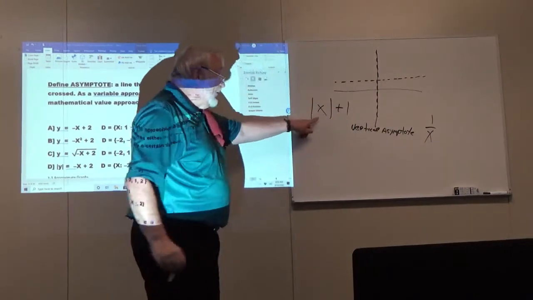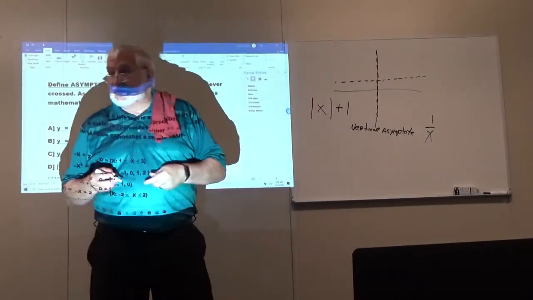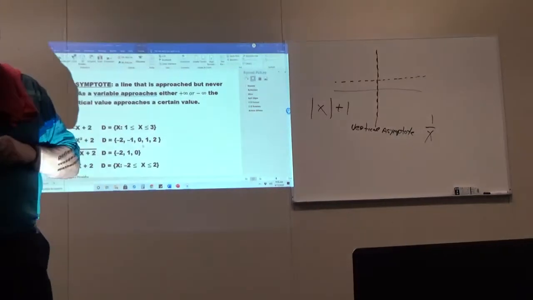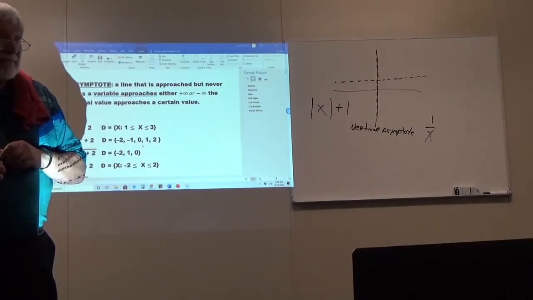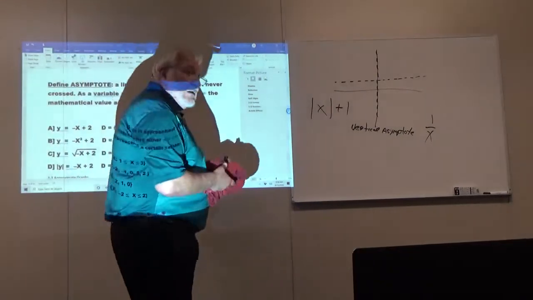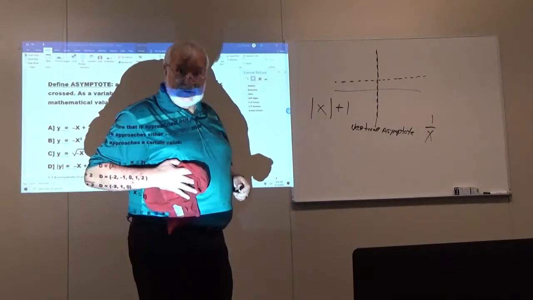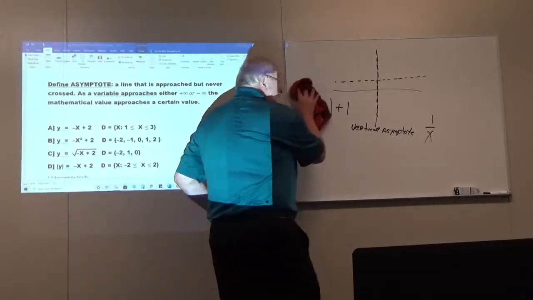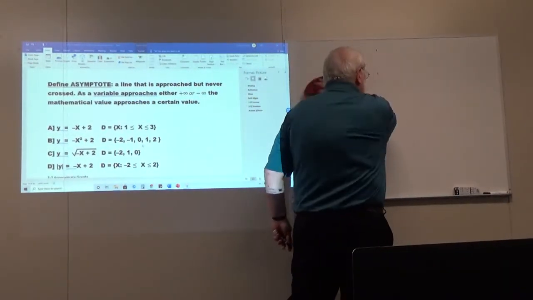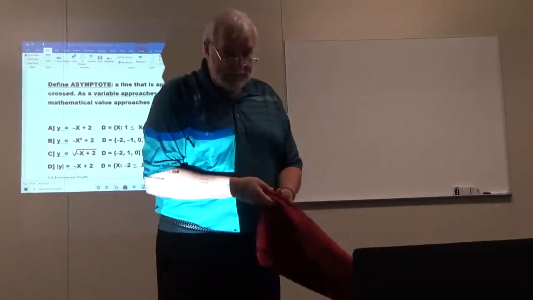Because the lowest value that the absolute value has is 0, and 0 plus 1 is 1. So I have an asymptote right there. I'll never cross that line. All right, that's the type of thing that we understand on asymptotes. Don't worry about the rest of that. That's deeper in Algebra 2. But the term asymptote is a line that you approach but don't cross. And there can be a vertical or there can be a horizontal.